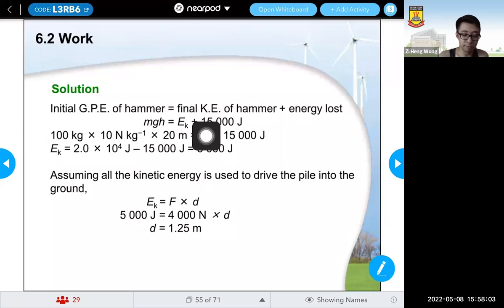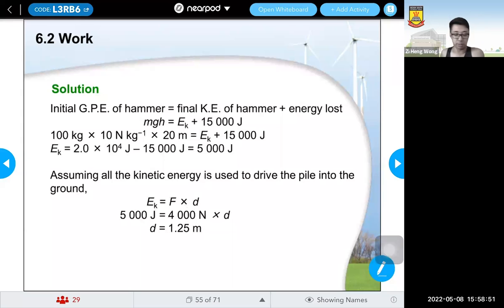Then the final KE is what we are trying to find. The energy loss is 15,000 joules. So this is just this minus 15,000, and you get about 5,000 joules. So the useful KE that you get out of this whole dropping is about 5,000 joules. They assume that all of this 5,000 joules is used to push the pile into the ground, so this is the work done by the hammer. The work done by the hammer is 5,000 joules, equal to the resistive force of about 4,000 newtons times the distance traveled. So you calculate that the distance the pile will move is 1.25 meters.